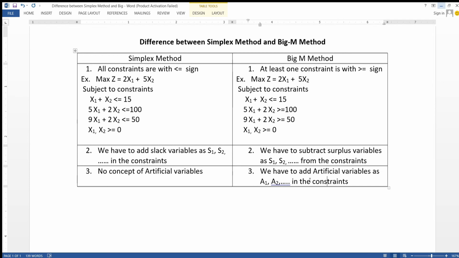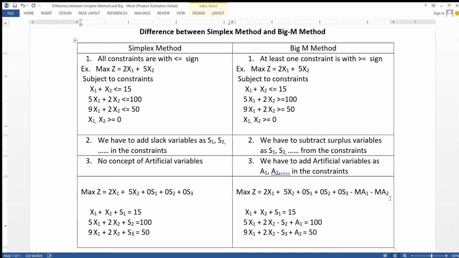The third difference is that in big M method we have to add artificial variables as a1, a2 and so on in the constraint, whereas in simplex method there is no concept of artificial variables. Remember that in simplex method we add slack variables s1, s2 and so on. In big M method we subtract surplus variables as well as add artificial variables a1, a2, a3 and so on in the constraints.